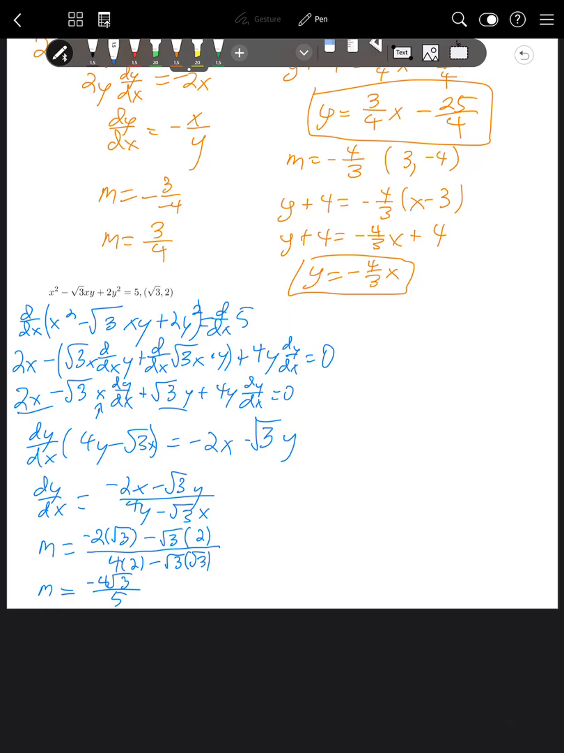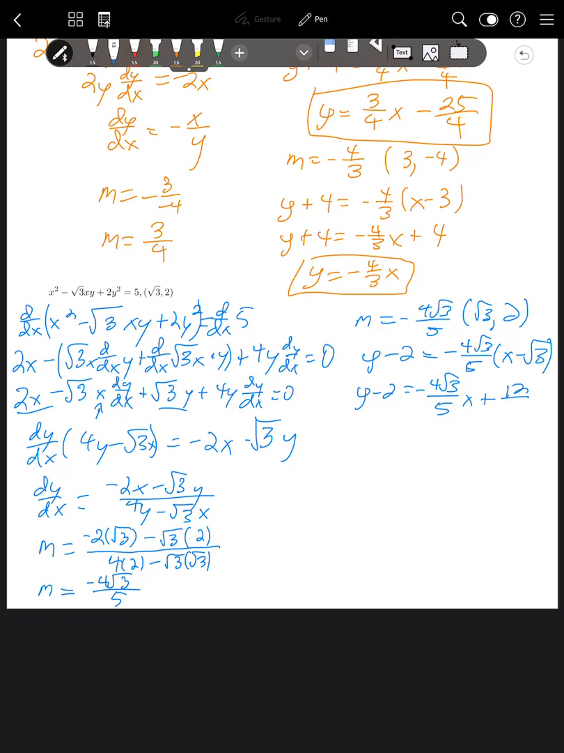Yeah, that seems fine. Okay, so then we're going to do a slope of negative 4 root 3 over 5 with the point (root 3, 2). So that's going to be y minus 2 equals negative 4 root 3 over 5 times (x minus root 3). So that's y minus 2 equals negative 4 root 3 over 5 x plus root 3 times root 3 is 3, times 4 is 12, so 12 fifths.